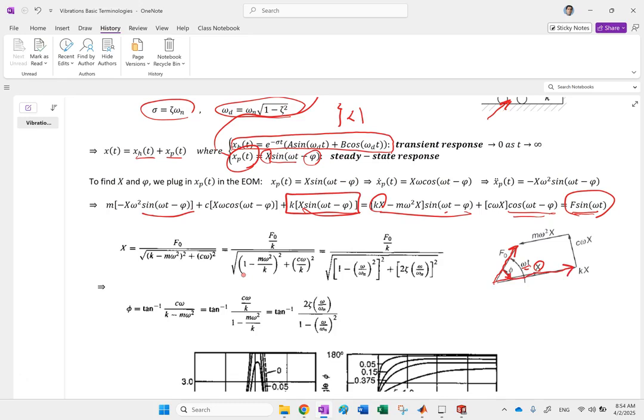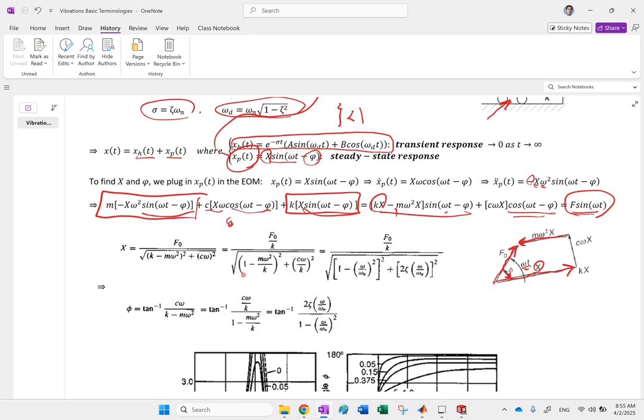Then, if you look in the opposite direction, because the acceleration has a negative sign to it, and the amplitude is modified by omega squared, multiplied by m, you are going to have the acceleration term, this guy here. And that is exactly what you see this vector for. This is m omega squared times x, in the negative direction. And then what? You have the damper force. Now the magnitude of the damper force, if you look, is c x omega, but it is cosine.